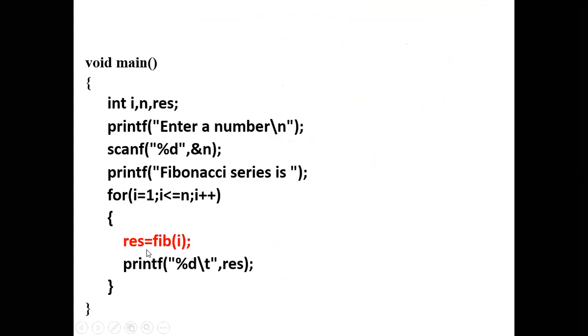So here we are starting from I is equal to 1 because n will start from 1. And it can take the value less than or equal to n. So we are calling the fib function, which returns a value and stores the result in a variable res.